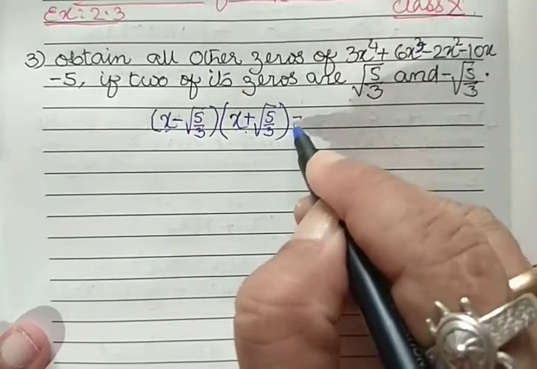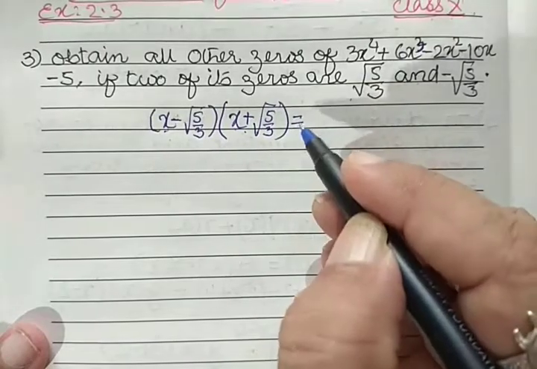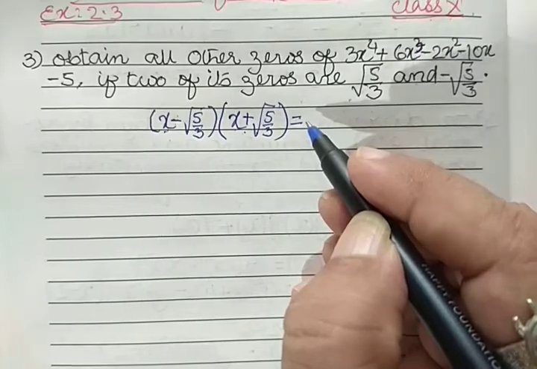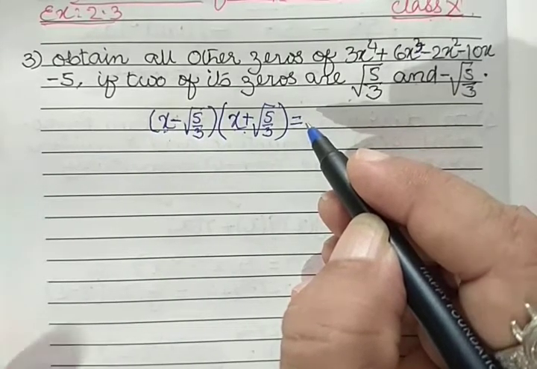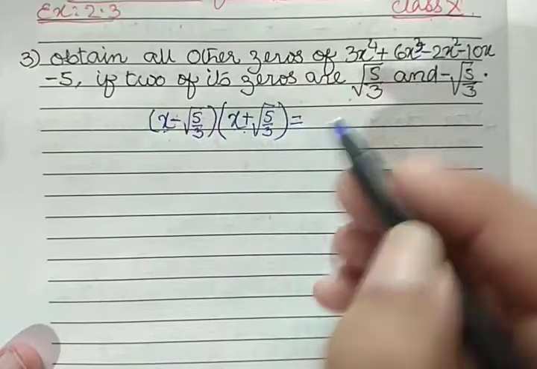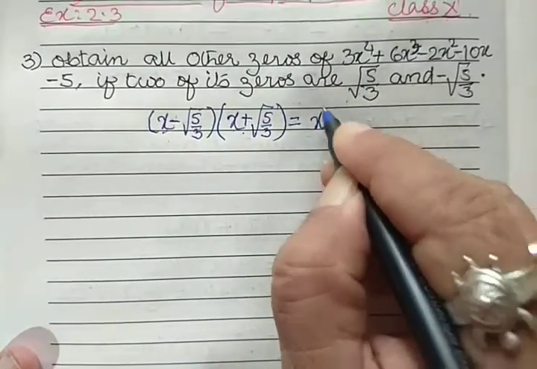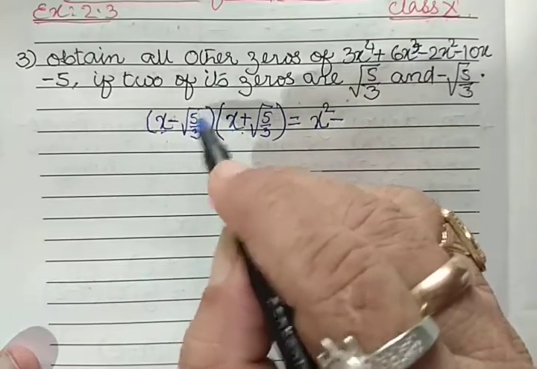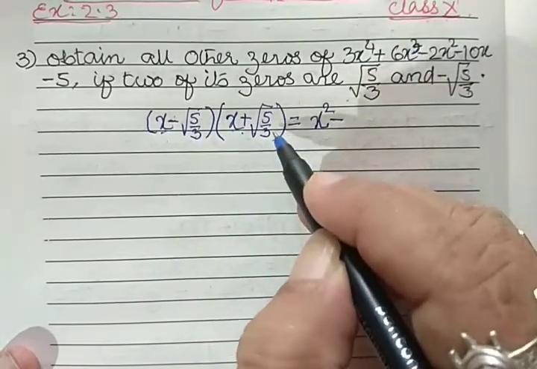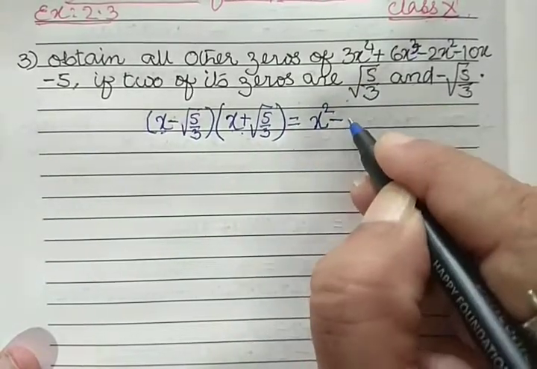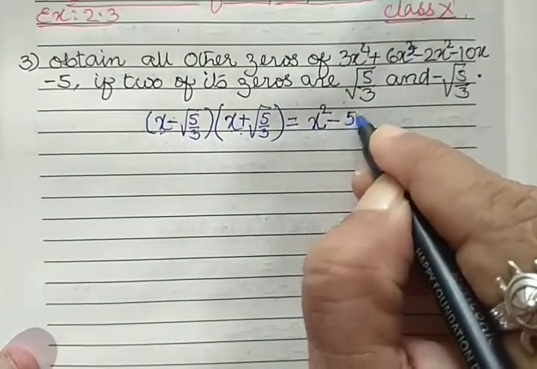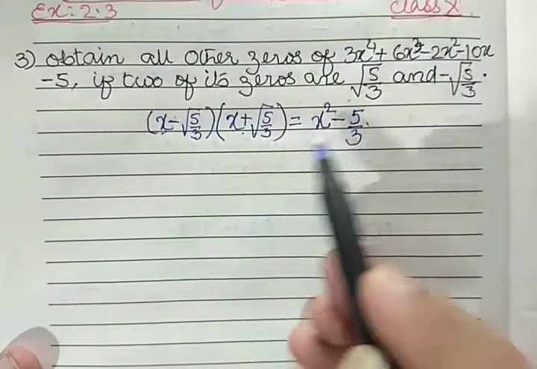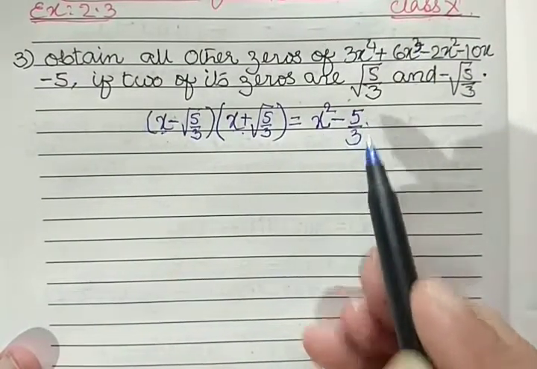So a minus b into a plus b means what? A square minus b square. Here a means x. So x square minus whole root 5 by 3 whole square. So what happens? 5 by 3. If you multiply, what you get? x square minus 5 by 3.